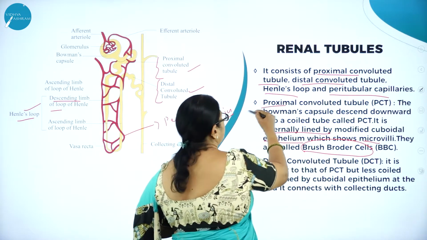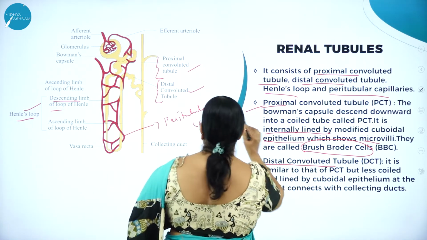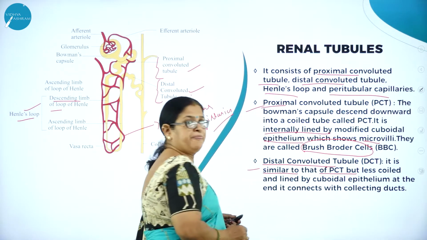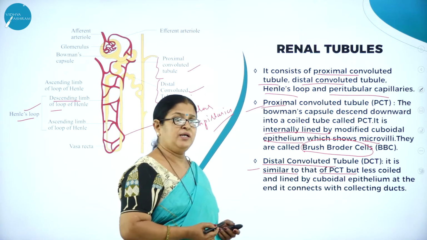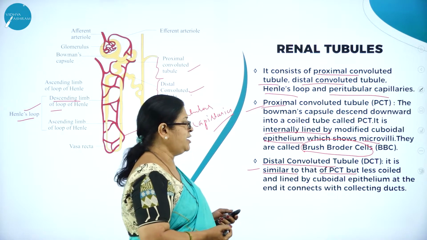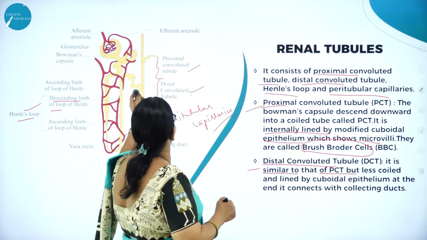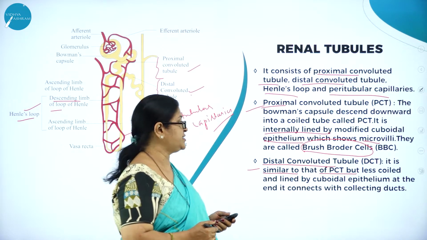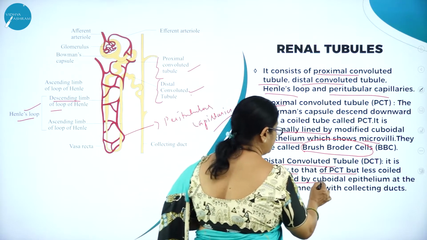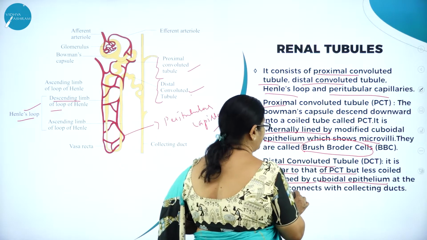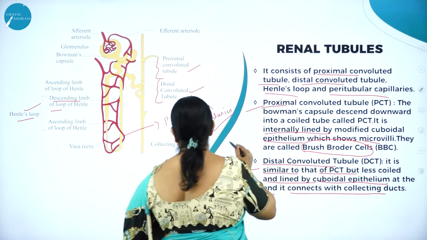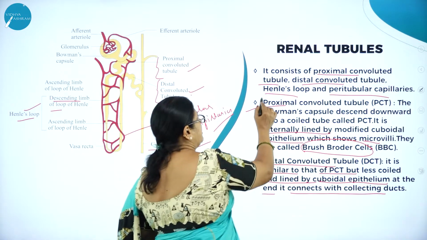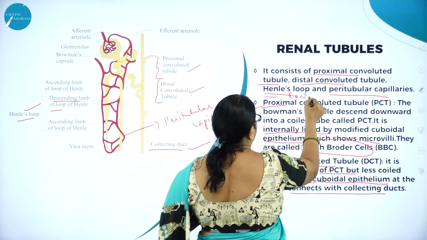Then moving on to the distal convoluted tubule. The distal convoluted tubule is similar to that of PCT. It is almost similar to the proximal convoluted tubule, but less coiled. Which is more coiled? The PCT is more coiled when compared to DCT. It is lined by cuboidal epithelium at the end, and it connects with the collecting tubule. You can see this is the collecting tubule, and the peritubular capillaries.